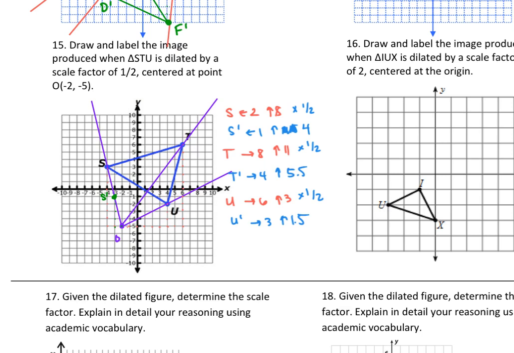T prime, I'm going to go right 4. So 1, 2, 3, 4. I'm going to go up 5.5. So 1, 2, 3, 4, 5.5. And then U, I'm going to go right 3. 1, 2, 3, up 1.5.